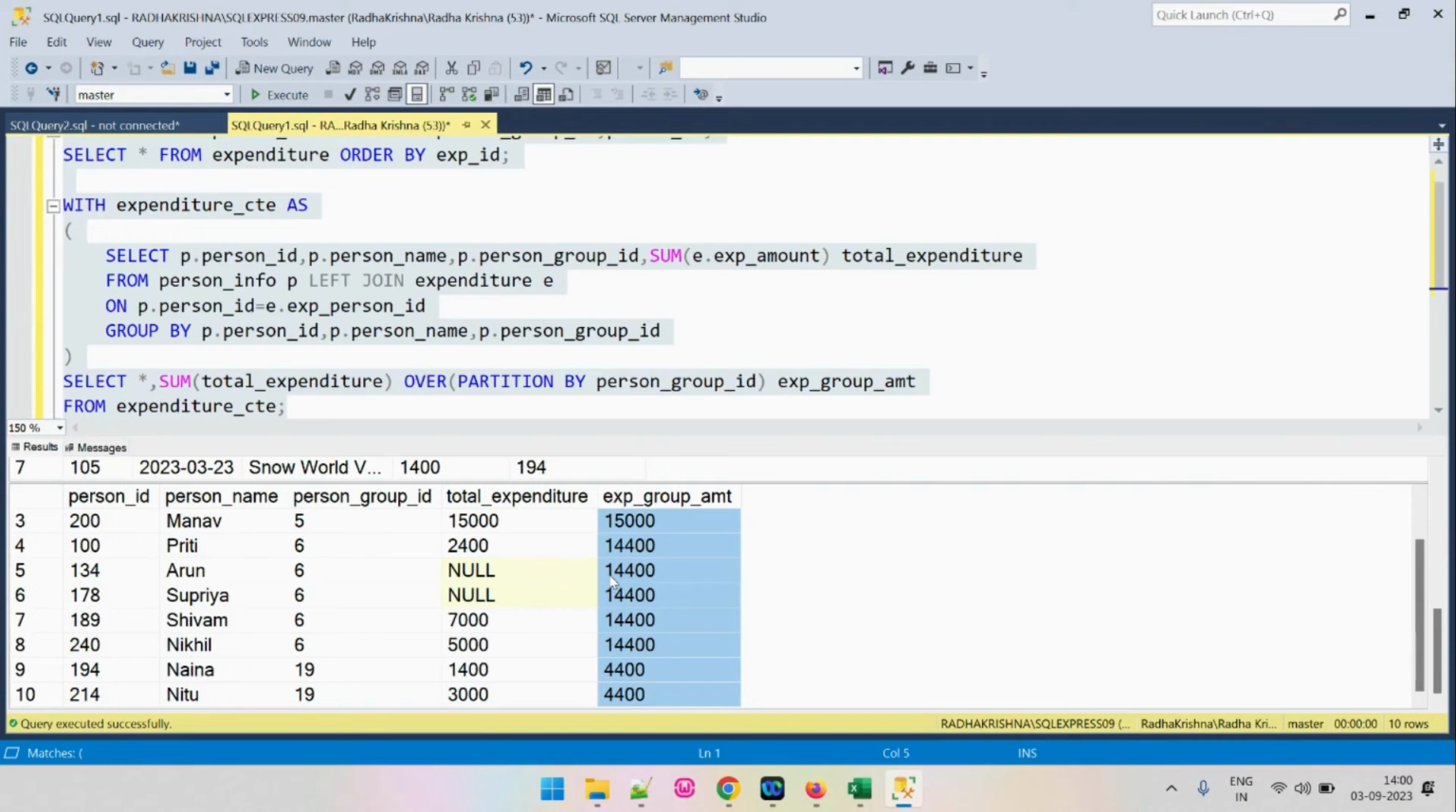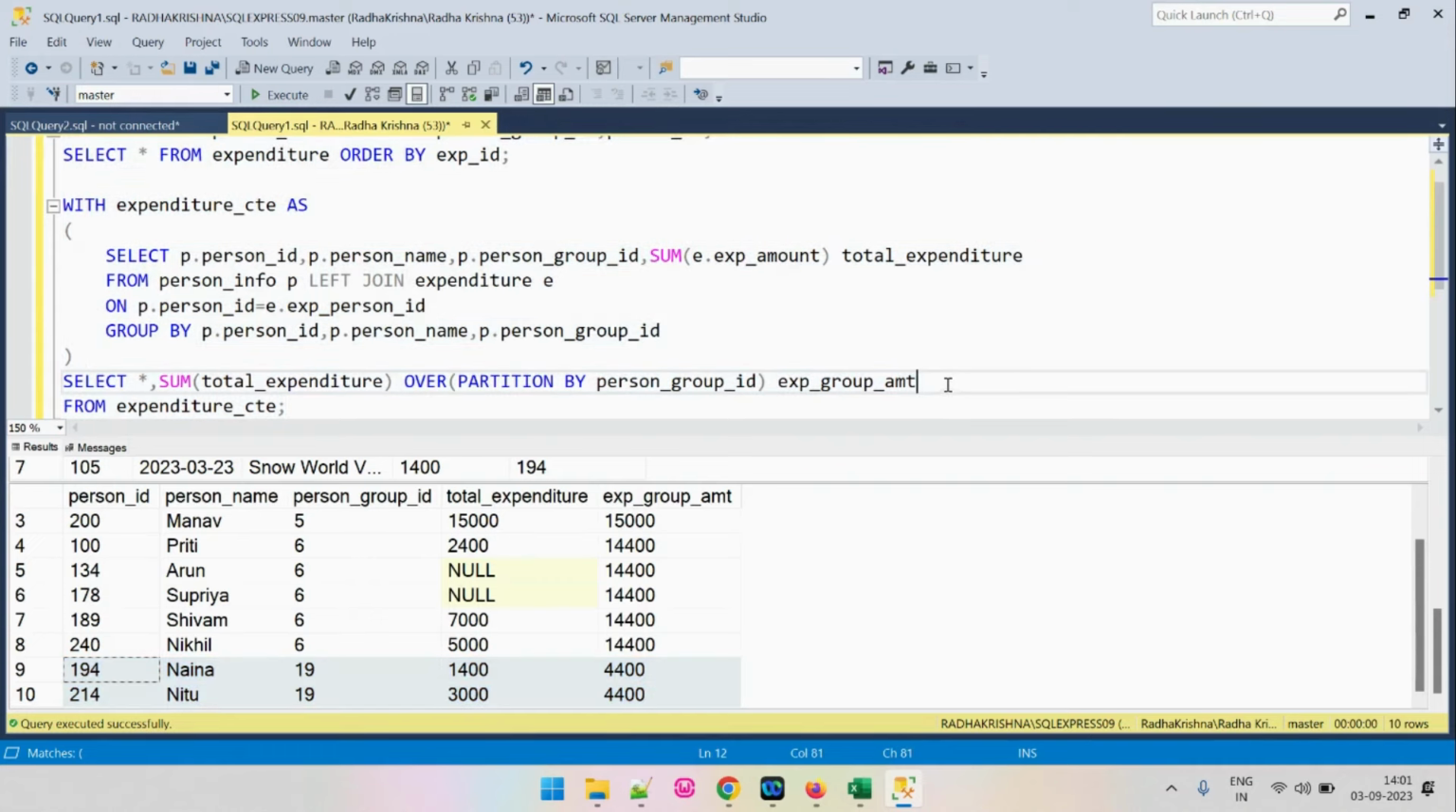So finally, we have to find out what is the equal amount that each individual has to pay. For example, in this group, the total amount is 4400, and there are two individuals. So the expected amount is 4400 divided by 2. It will be shared by two people, so it will come to 2200 per person. That is what we are looking to find out: the equal amount of share that each individual has to pay in the group.